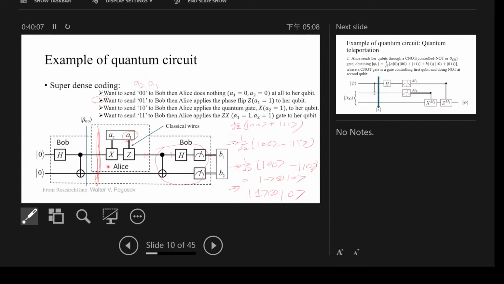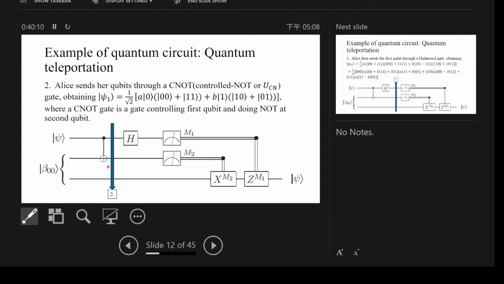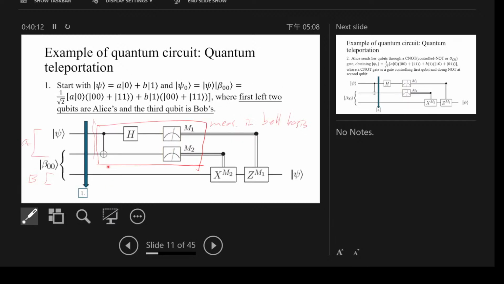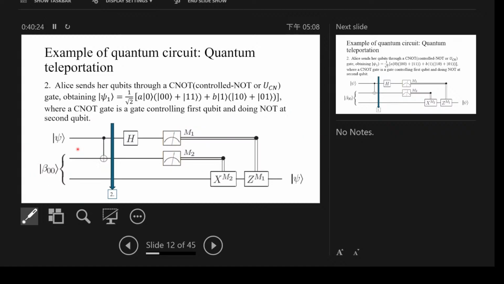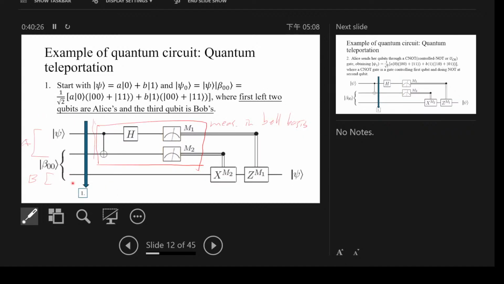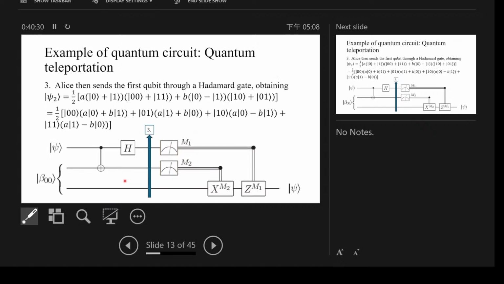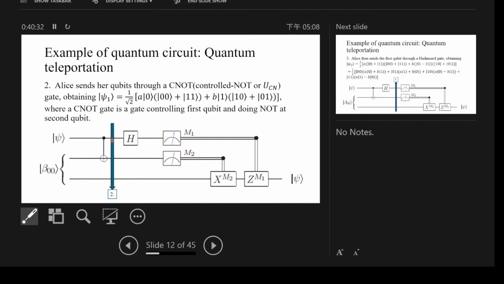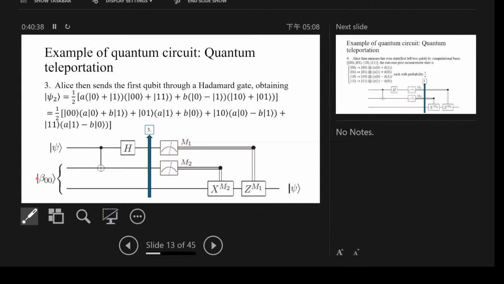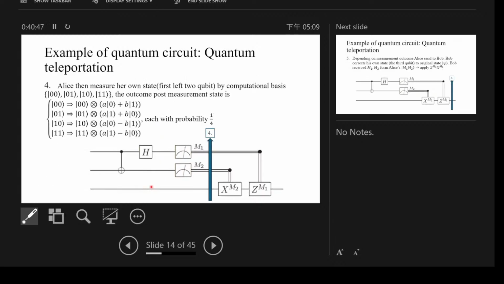Okay, and I guess we can skip the calculation of the teleportation that we did before. We start with psi equal to an arbitrary unknown state, where we have a beta 00 here, and we go step by step. We go through CNOT, then Hadamard, and they will do something, and finally we see the measurement result.